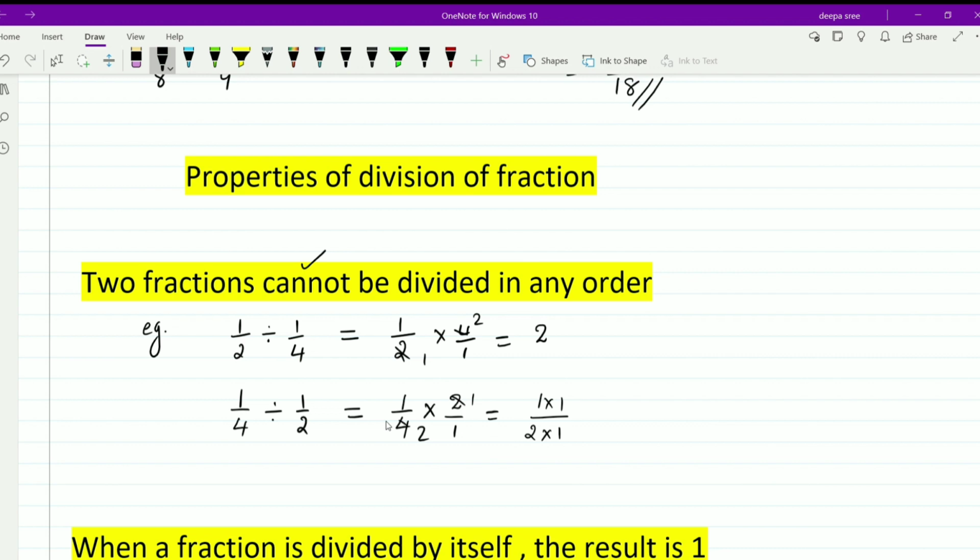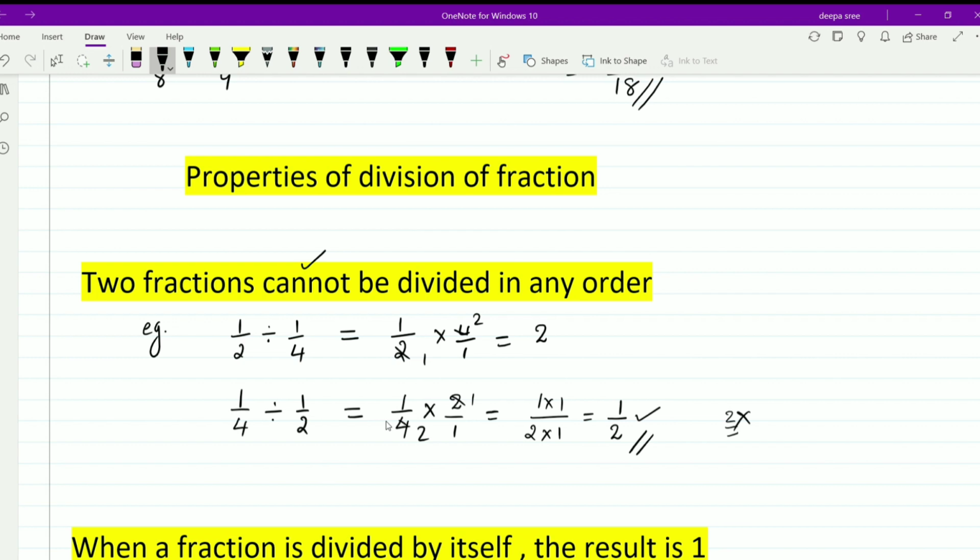That is 1 into 1 by 2 into 1 that you have to do. So 1 into 1 is 1 and 2 into 1 is 2. If you do this, then you will not make a mistake. Many children make that common error. If it comes like this, they write the last answer as 2. That answer is wrong. It is 1 by 2.